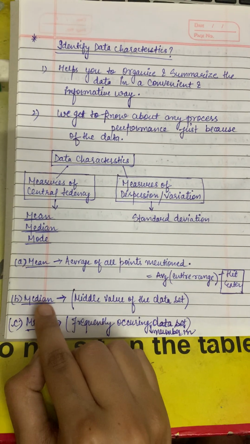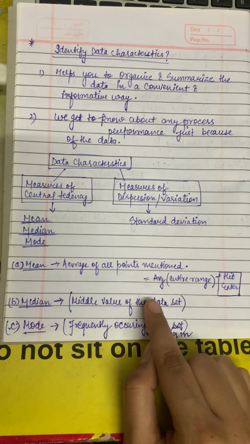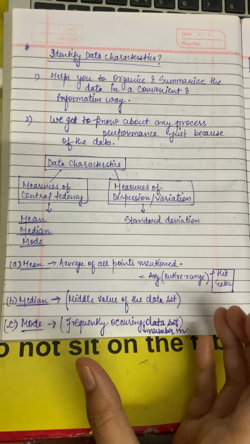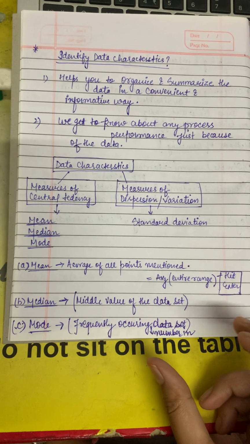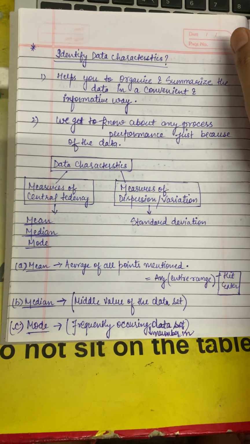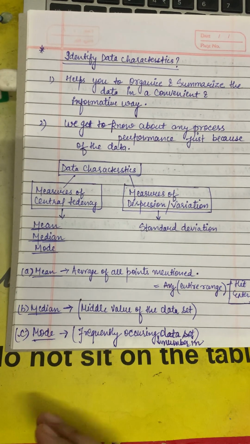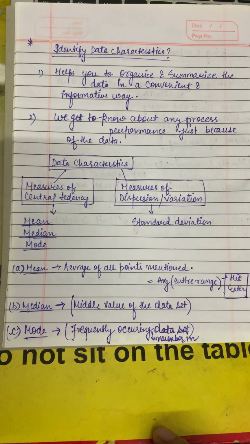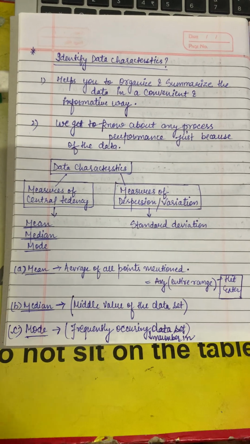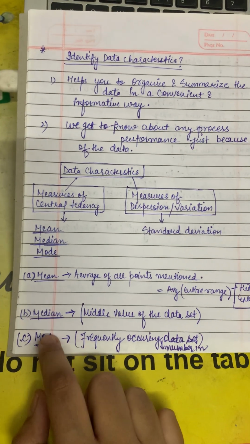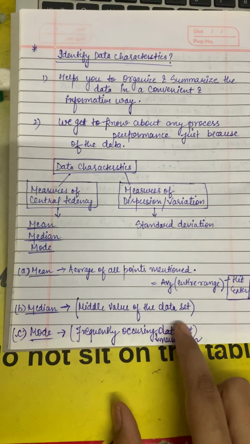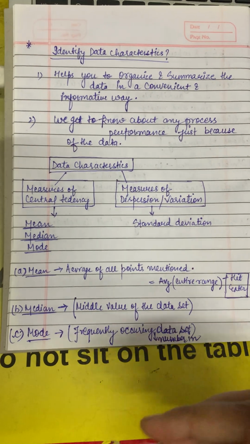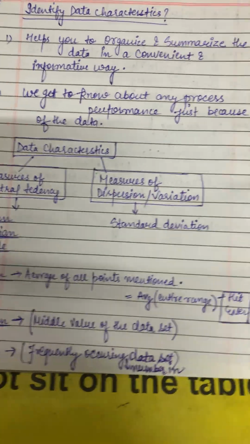Median is nothing but the middle value of the data set. So what is the middle? It differentiates the two sections. Suppose we have 11 data points, so 5 are on one side and 5 on the other side. The middle one, the 6th number, is called the median. Median is nothing but differentiating the two sections. Mode is the frequently occurring number in the data set. That is called the mode.